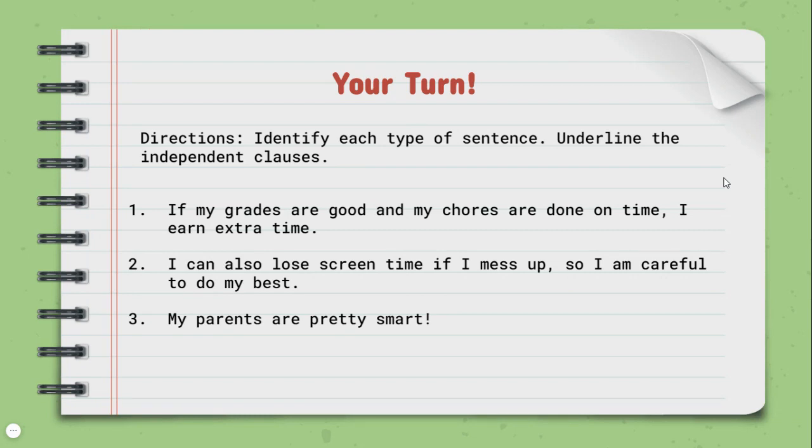Sentence 1. If my grades are good and my chores are done on time, I earn extra time. Number 2. I can also lose screen time if I mess up, so I am careful to do my best. Number 3. My parents are pretty smart. Remember, pause the video so you have time to complete the exercise.